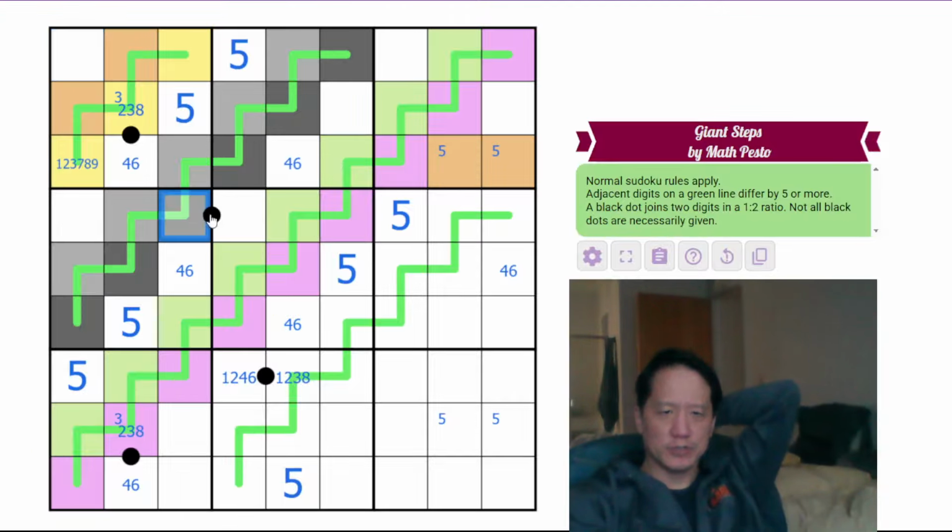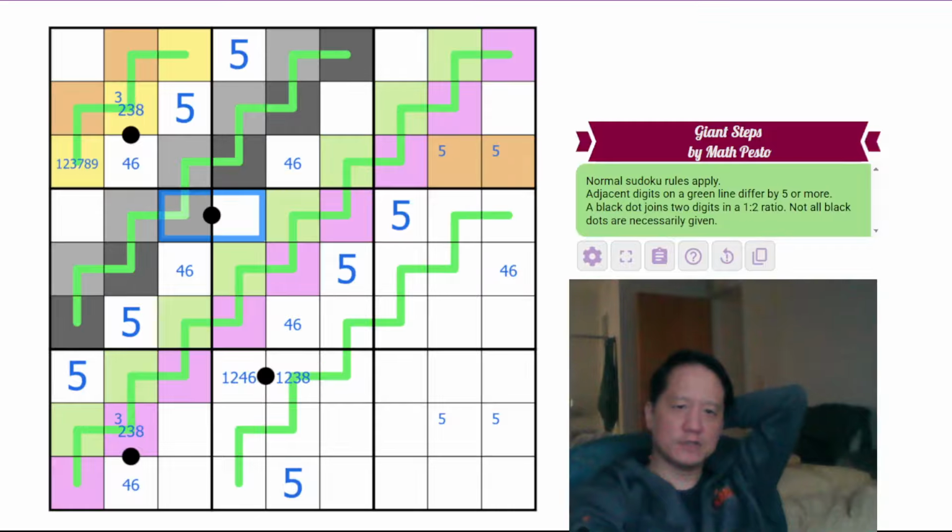This is in a 1 to 2 ratio with this. So we have 1, 2, 3, 4, 6, 8.